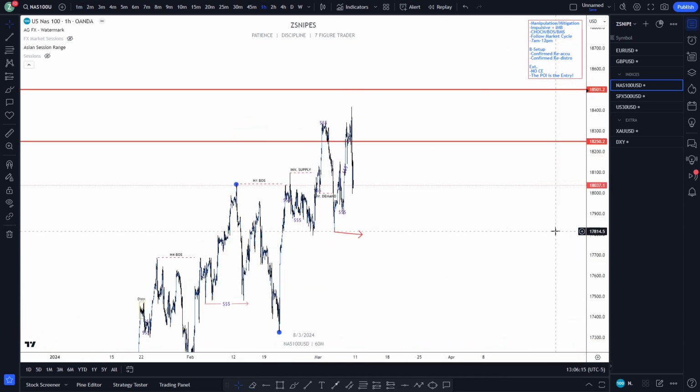All right, guys, that is the simple trade breakdowns that we took for this week.